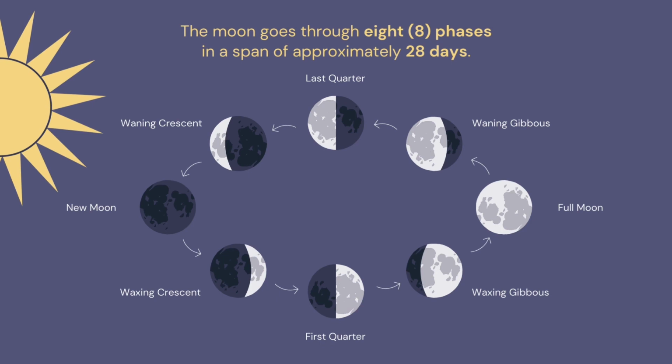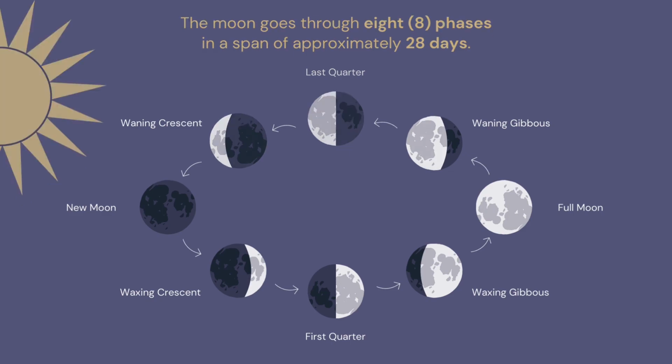The moon goes through 8 phases in a span of approximately 28 days. It starts with new moon, waxing crescent, first quarter, waxing gibbous, full moon, waning gibbous, last quarter, waning crescent, and back to new moon.